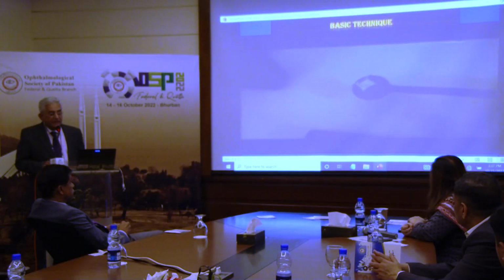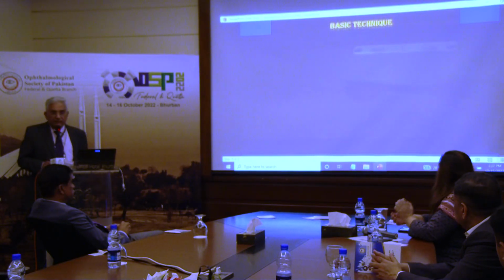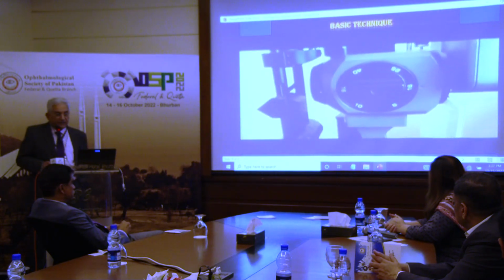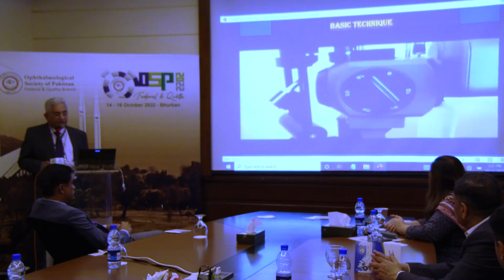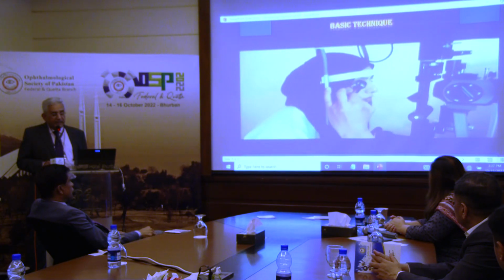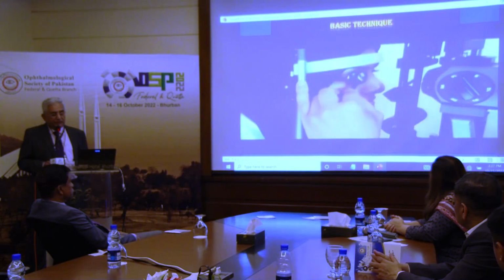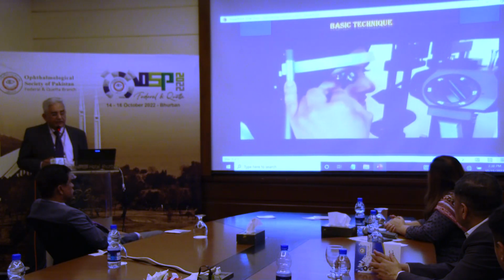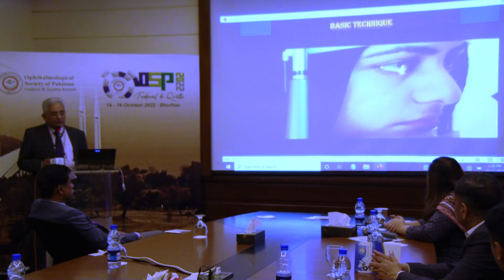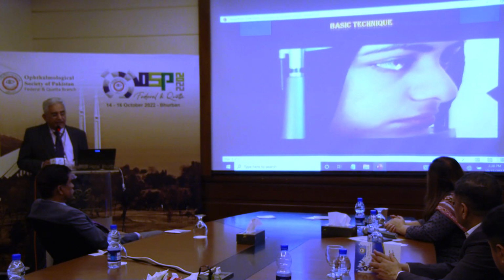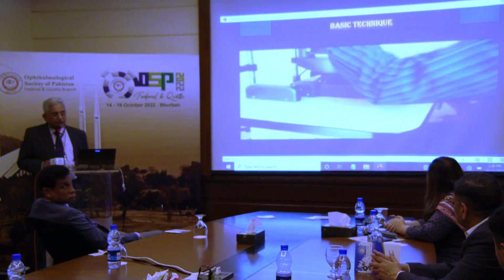This is a lens that I use most of the time, which is very good for indentation. You get good magnification on the slit lamp. This is the basic technique. Keep the lower lid down, explain to the patient, just go and apply. You don't need a coupling fluid there. And the edge of the prism looks up, and then you can do the gonioscopy.